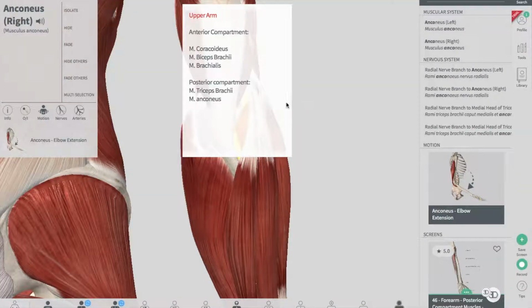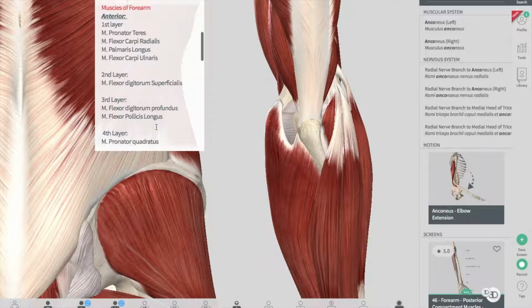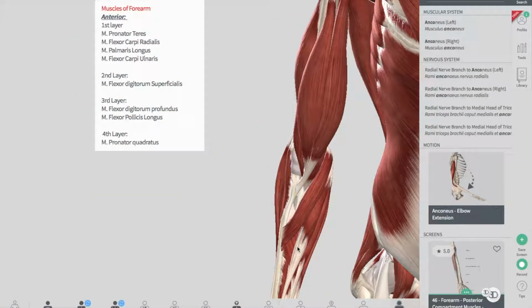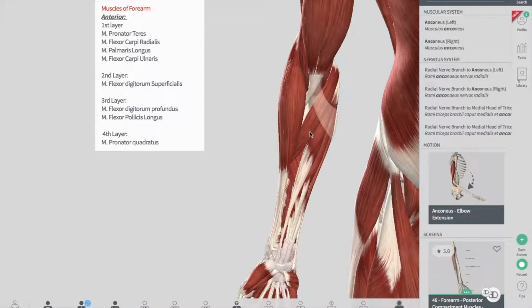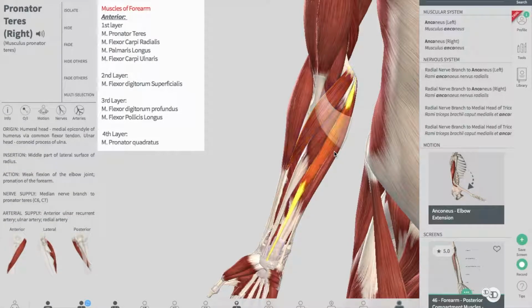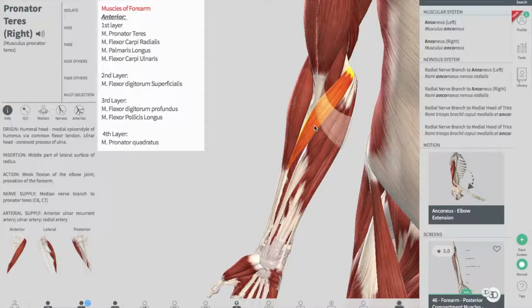All right, so now we can go over to the muscles of the forearm. The muscles of the forearm, I've divided them into anterior, lateral, and posterior groups. We can start with the anterior group. The anterior group of muscles of the forearm consists of 4 layers. On the first layer, you'll have 4 muscles that you can see here: first, second, third, and fourth.